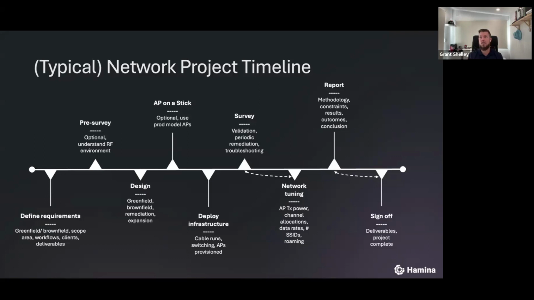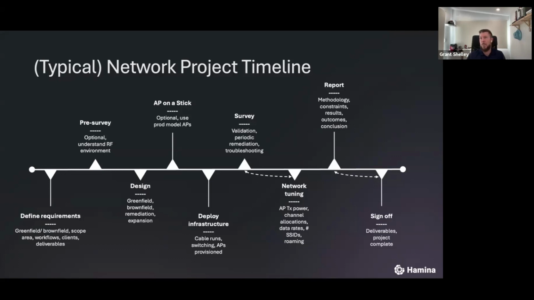Now, again, your scope, your deliverable, may not include doing a network tune, for example. Report could also be a part of the pre-survey design or APs on a stick. That's generally going to be how the workflow would be, but I've just put report in at the end here.